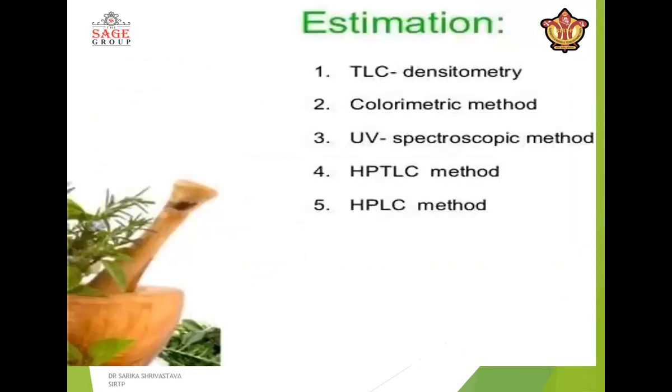The estimation of glycyrrhiza is done with the help of 5 methods. First, TLC densitometry. Second, colorimetry method. Third, UV spectroscopic method. Fourth is the HPTLC method. And fifth, the HPLC method.